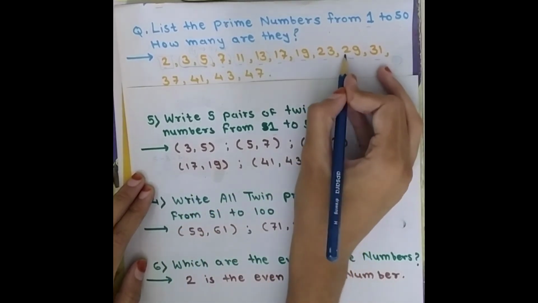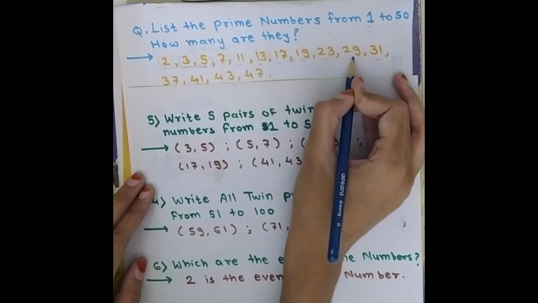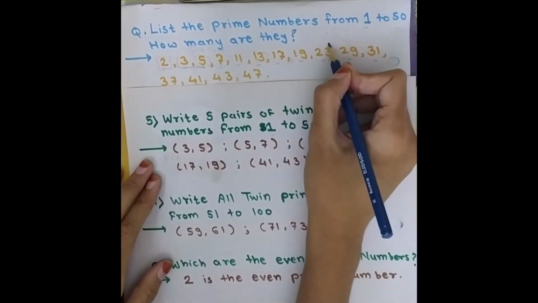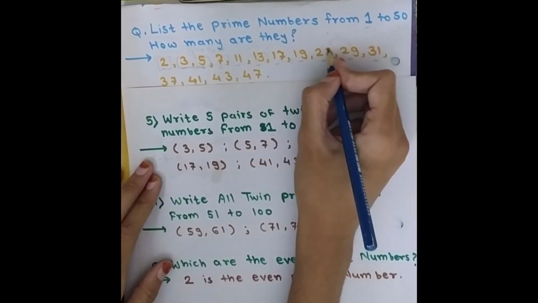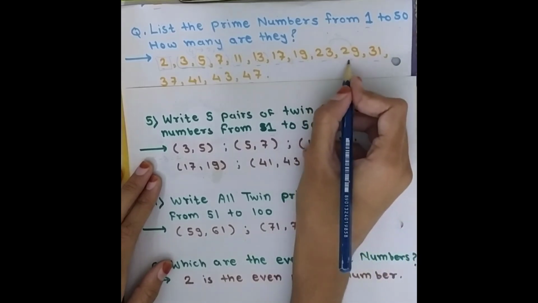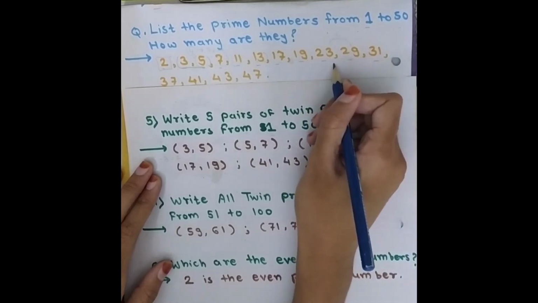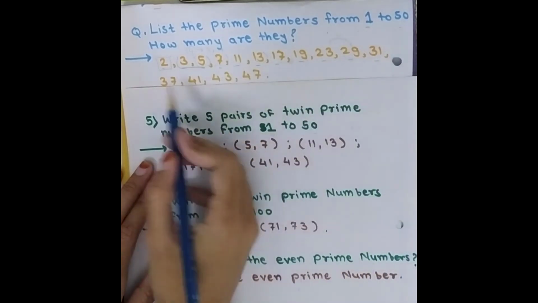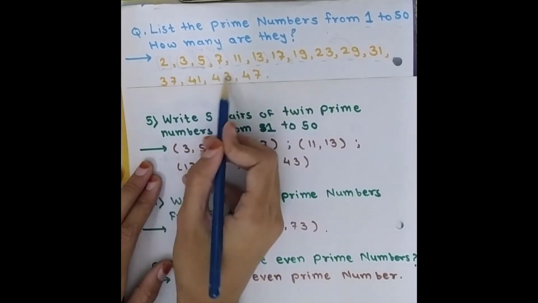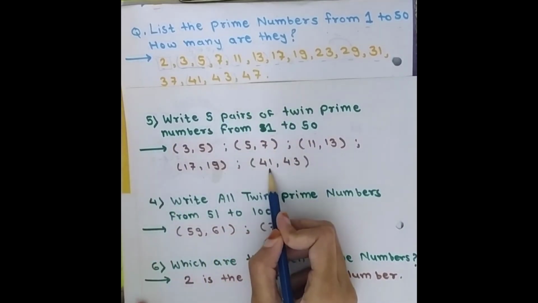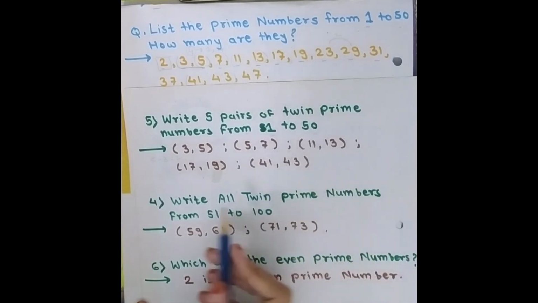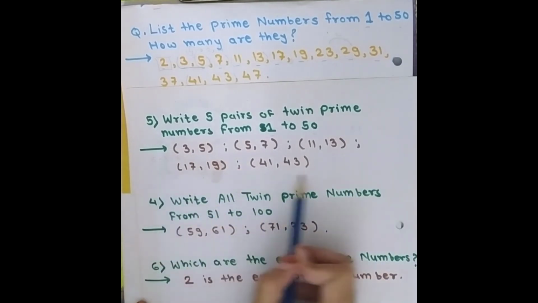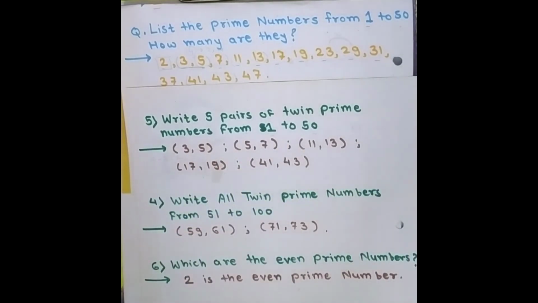Now 23 and 29. Is this a twin prime pair? No, because in between 23 and 29 there are more numbers, so its difference is more than 2. Okay. So next 41 and 43. These two are twin prime numbers. So these are the twin prime numbers.